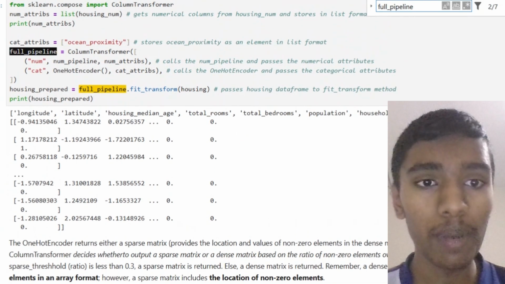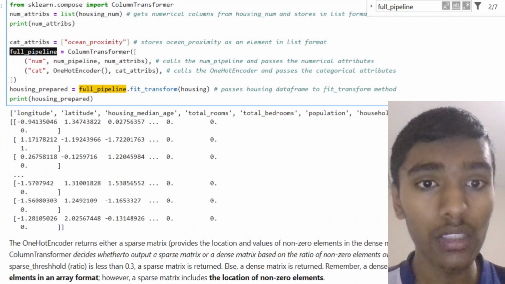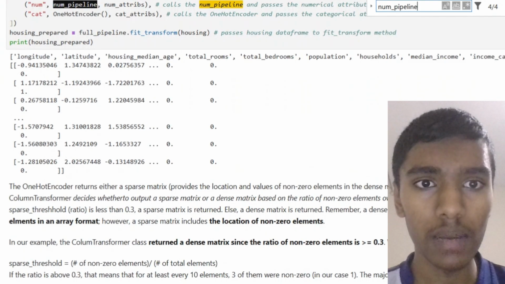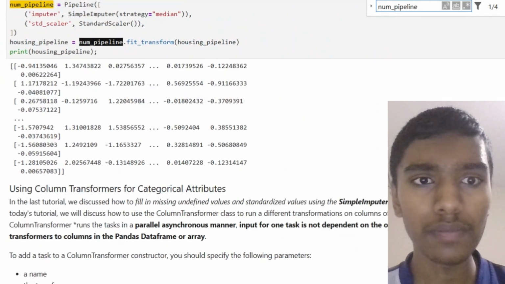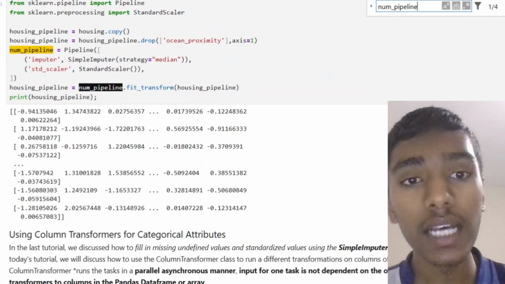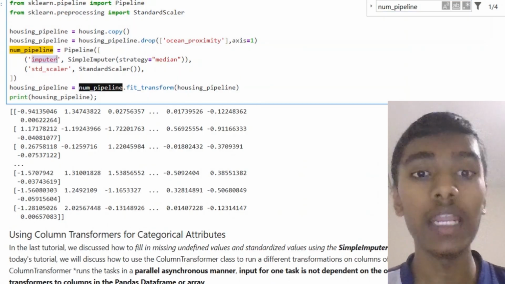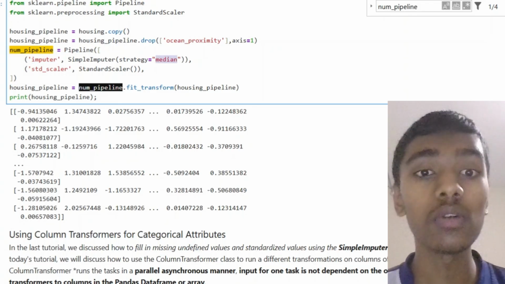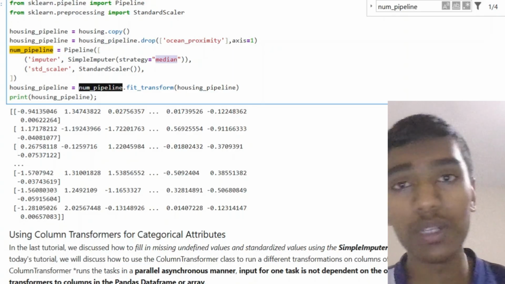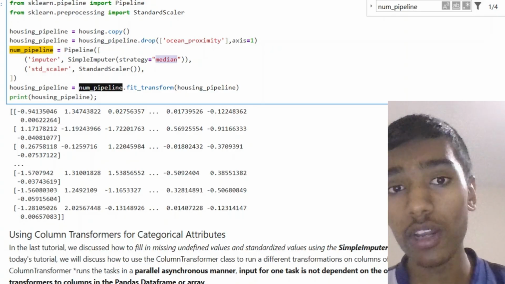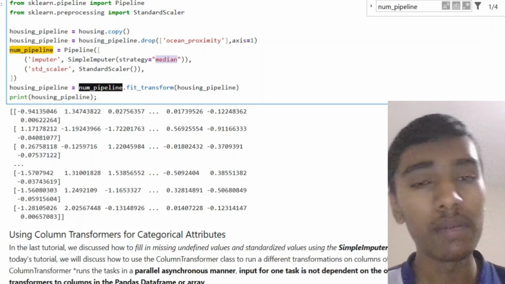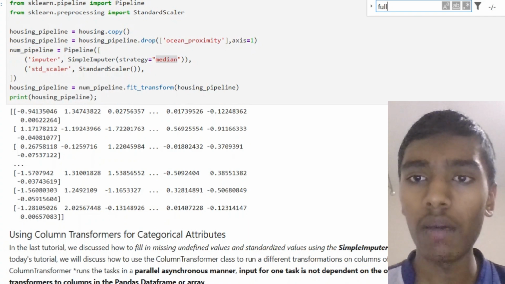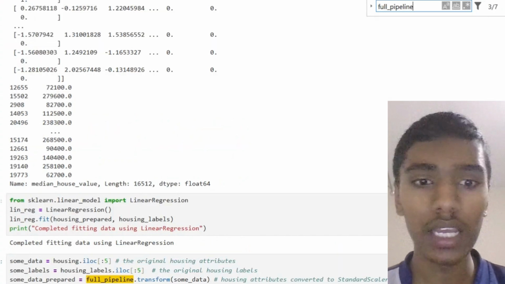Okay, so you see here our full pipeline. It calls the num pipeline, which does the standardization. So the num pipeline, if you take a look at it, does the imputer. Remember, the imputer fills in missing values, and in this case, we filled it in with the median, and then we also standardize each of the values so they're within a relatively consistent range. And we can also do a min max scaling as well. A min max scaling would be more likely to be affected by outliers.